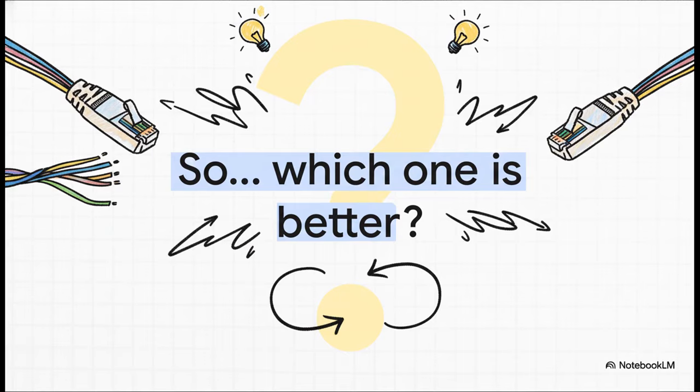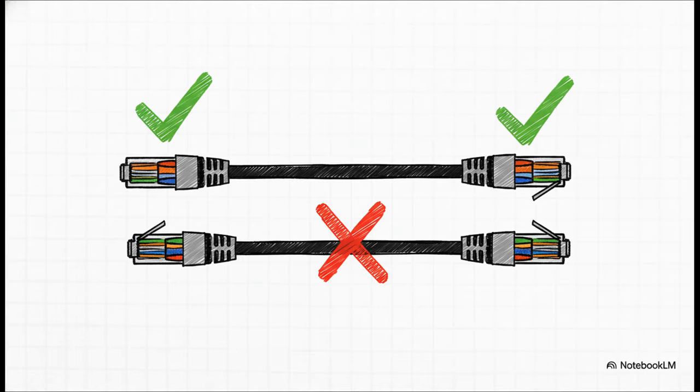So, of course, the question everyone immediately asks is, which one's better, right? If they're pretty much the same, does it even matter which one I pick? Is there a right answer here? And the answer is, not really. You'll see T568B way more often in businesses and data centers. T568A pops up sometimes in homes or government projects.